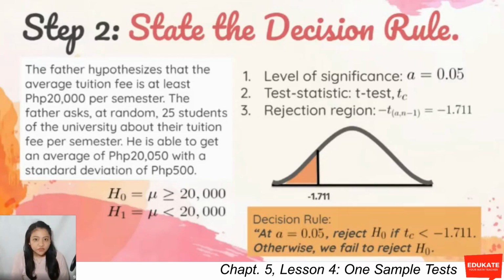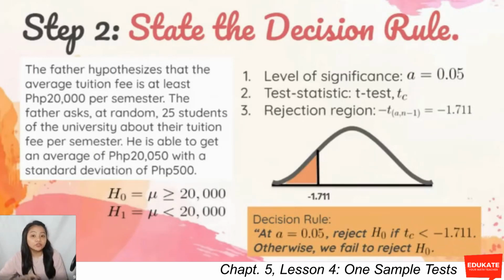So after determining your tabular value, let's now determine your rejection region. Since less than, so left-tailed. So your rejection region falls on the left. Your critical value, meaning your tabular value, the value between the boundary of your rejection region and acceptance region is negative 1.711. So our decision rule would be at alpha equals 0.05, reject the null hypothesis if the computed test statistic is less than negative 1.711. Otherwise, we fail to reject the null hypothesis. So that is it for the first two steps.